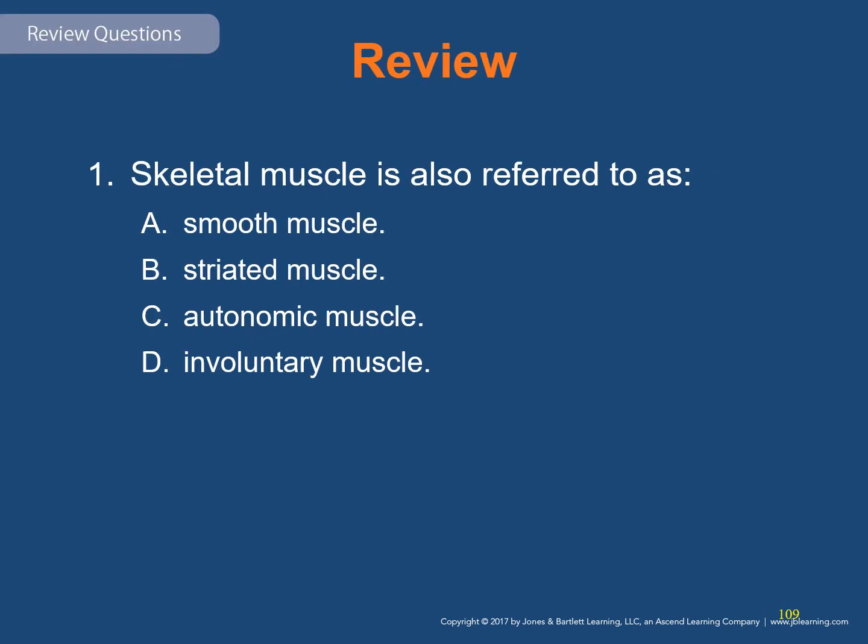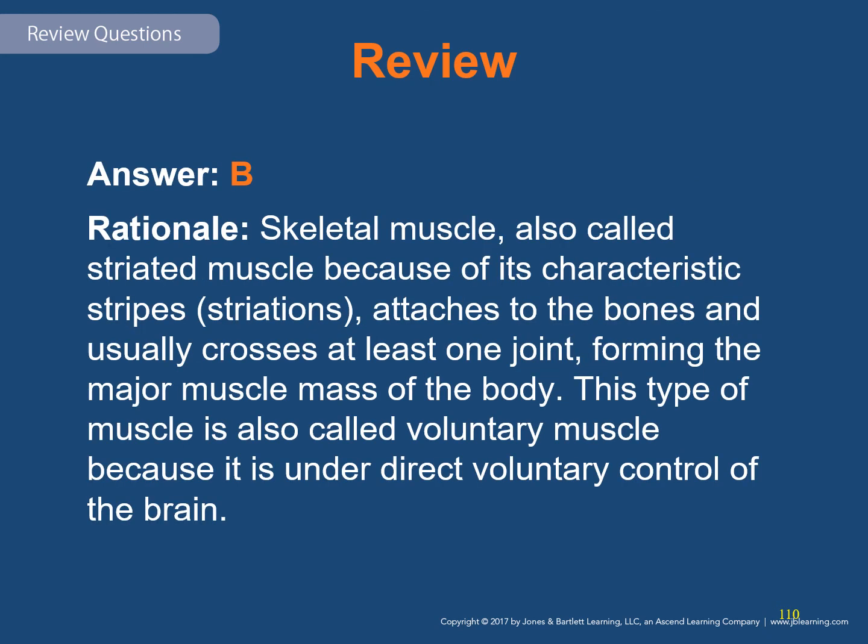Okay, class, let's go over a few review questions. Review question 1. Skeletal muscle is also referred to as A. Smooth muscle, B. Striated muscle, C. Autonomic muscle, D. Involuntary muscle. The correct answer is B.